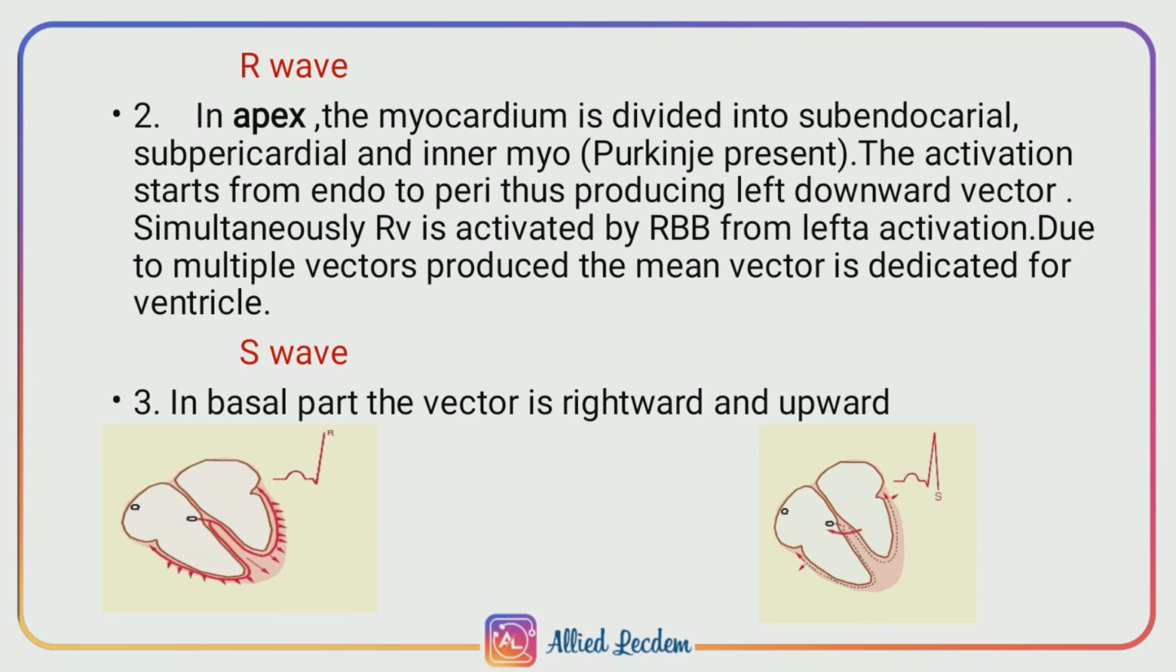When the impulse reaches the right bundle branch, it depolarizes the right ventricle. The entire ventricle gets depolarized and the resultant net mean vector is left downward, so the deflection is positive and strong. That is the R wave. This action is quick, so the R wave is notched.